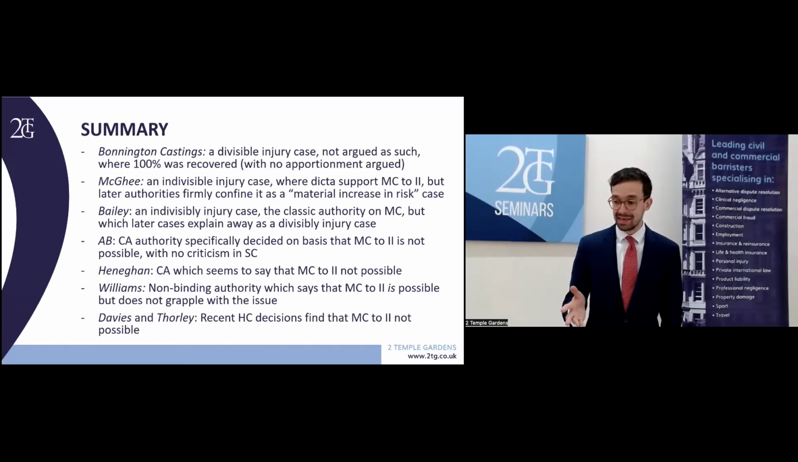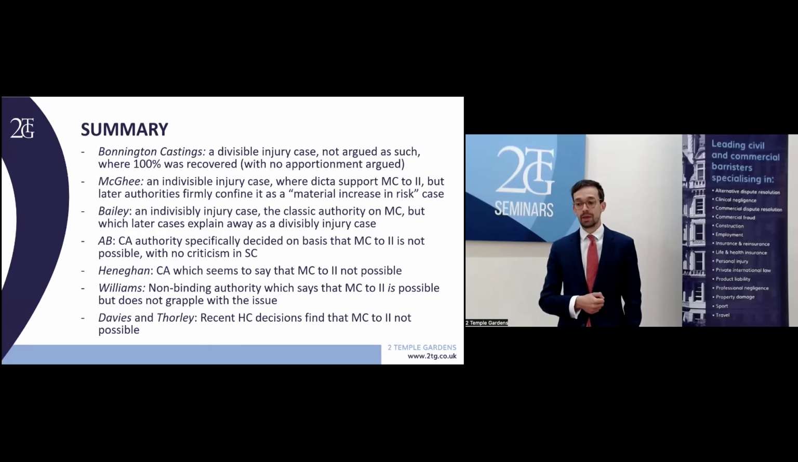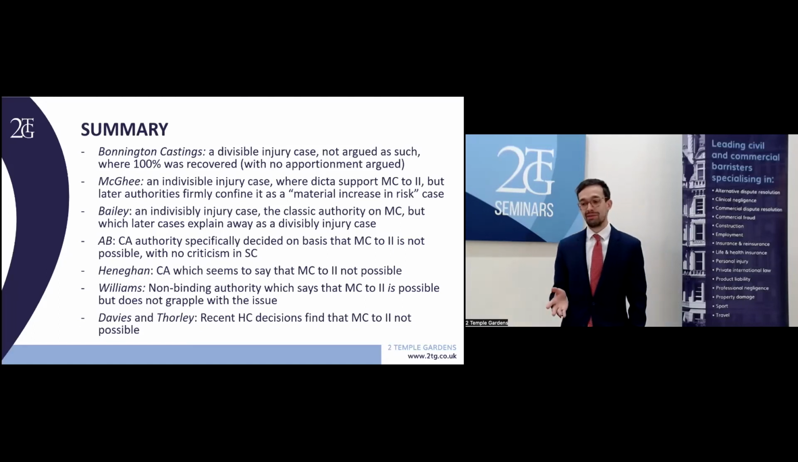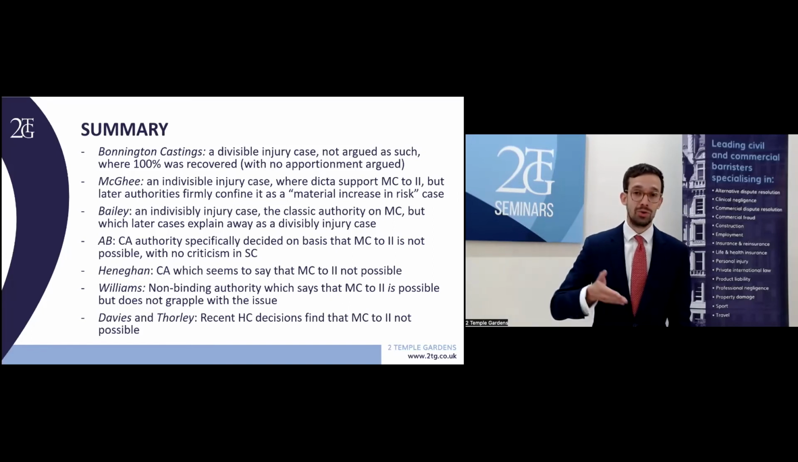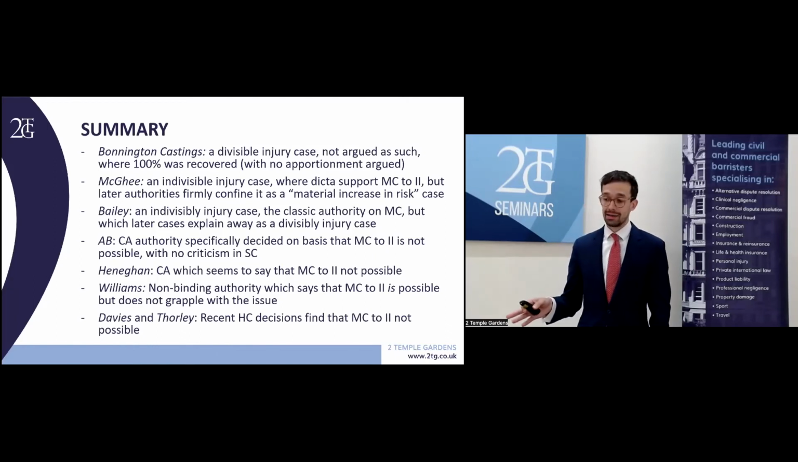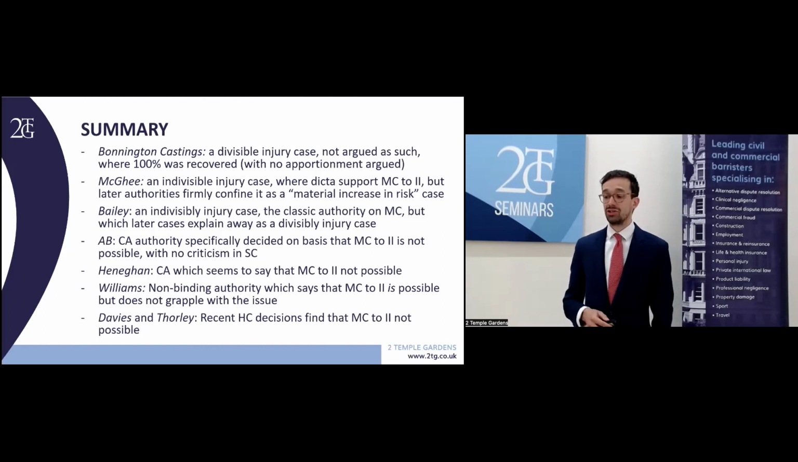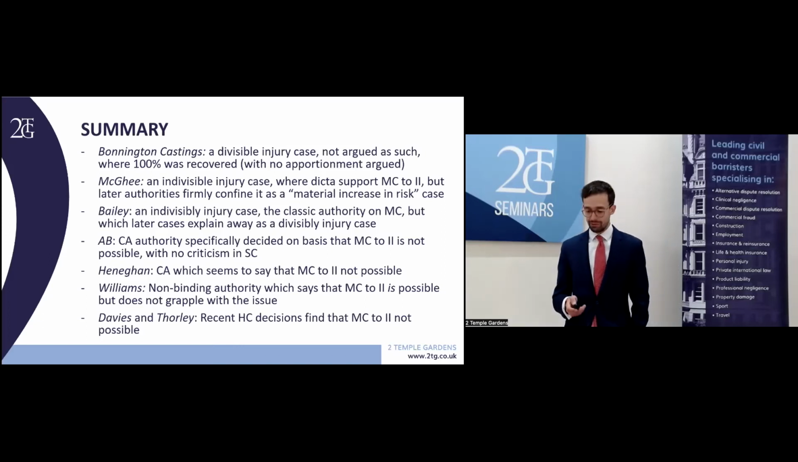Williams is non-binding. It says that you can succeed on material contribution, but it's non-binding and there are problems with its analysis. And the poor High Court judges that had to deal with this entire horlicks of a legal mess, in my view, in the cases of Davis and Thorley very recently, have both come down on the line that you cannot apply material contribution. So this is where we now are, and it's quite obvious that in an issue which is so important, this is an issue which is no doubt going to come back to courts of the highest level where it will be fought out again.